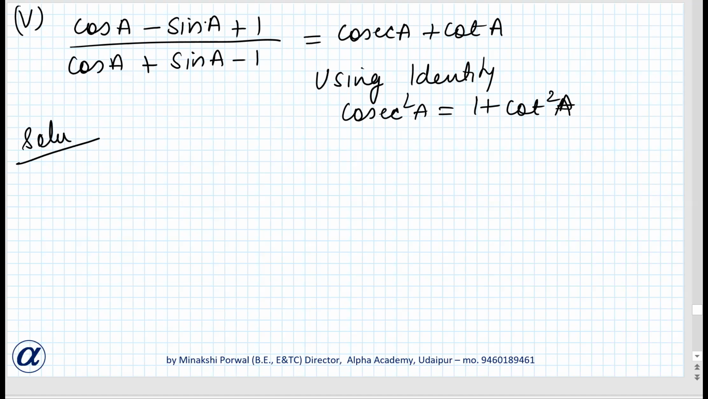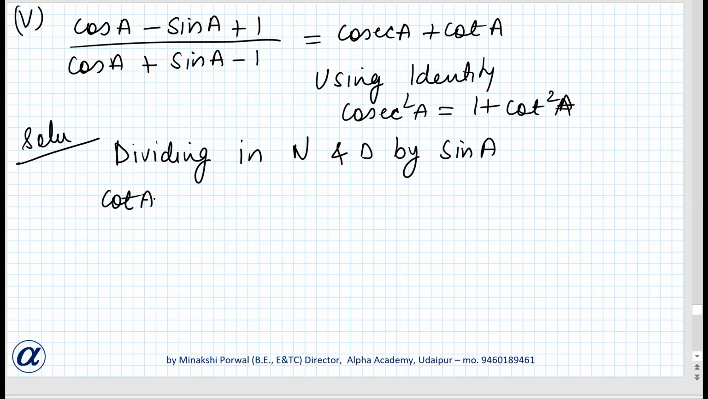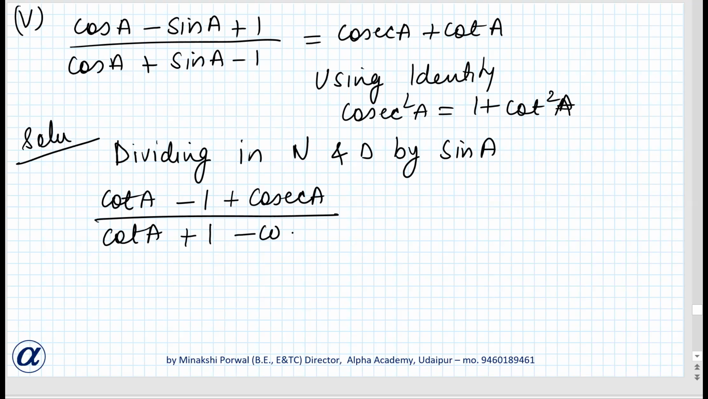So first step is dividing in numerator and denominator by sin A. So cos A by sin A is cot A, sin A by sin A is 1. 1 upon sin A is cosec A. Similarly, this is cot A plus 1 minus cosec A. Okay. Now, is it clear?